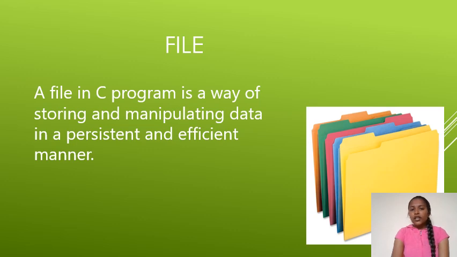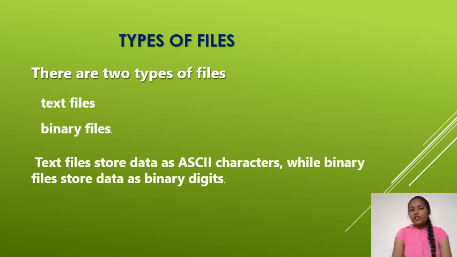What is meant by a file? A file in C programming is a way of storing data and manipulating the data in a persistent and efficient manner. Second is types of file. There are two types of file, namely text files and binary files. A text file stores the data as ASCII characters, while binary files store the data as binary digits like 0 and 1.